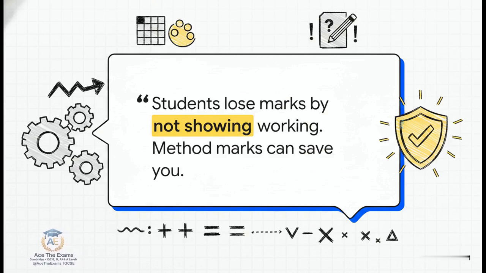If you make a silly arithmetic error calculating file size based on resolution, but the examiner can see you multiplied pixels by bit depth and divided by 8 to get bytes, your method marks will catch you before you fall. You will literally salvage 3 or 4 marks out of 5, even with the wrong final answer.